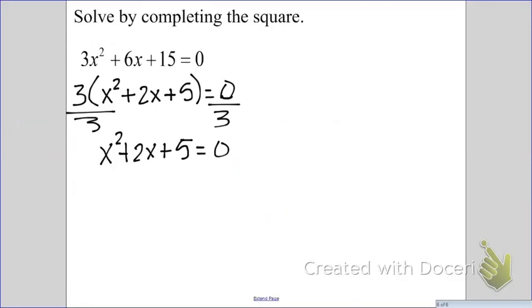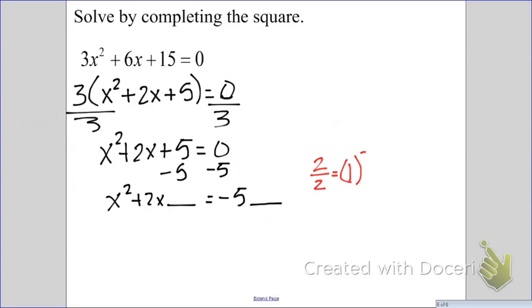So now, at this point, I can start to make some space. -5 on both sides, and x squared plus 2x with my space equals -5 with an equal space. Let's analyze the b. The b is 2. So 2 divided by 2 is 1. Then we square the 1, and we still have 1. So our perfect number to add to both sides is +1 and +1.